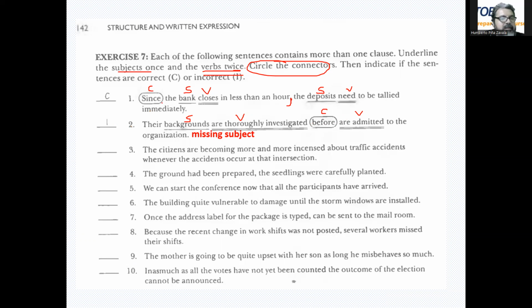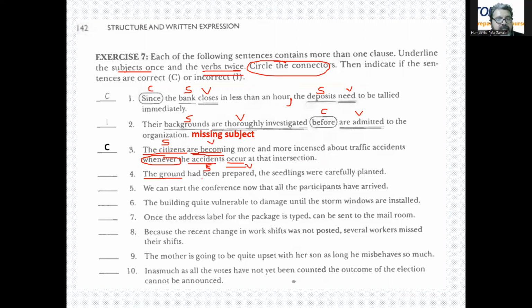Okay, now that you're back, we got: the citizens are, or are becoming, more and more incensed about traffic accidents whenever the accidents occur at that intersection, right? So we got subject, verb, connector in the middle, there's no need for a comma. The citizens, this is fine.